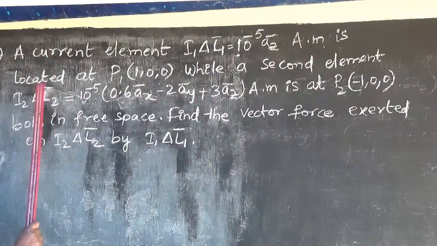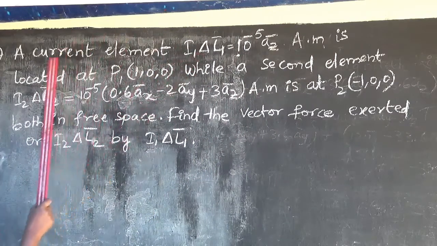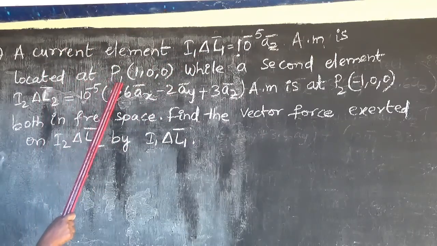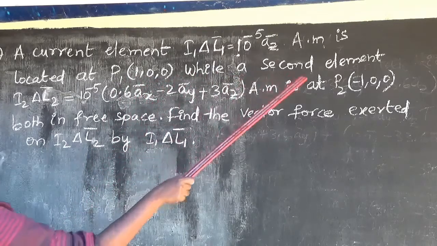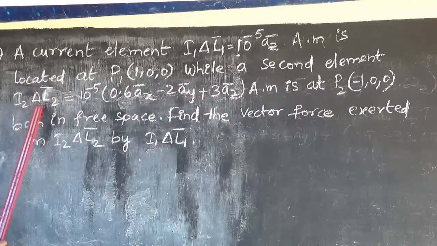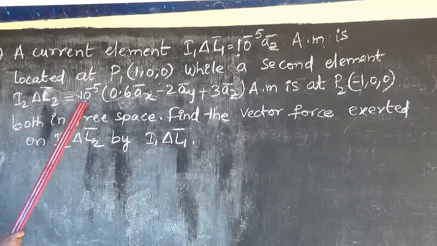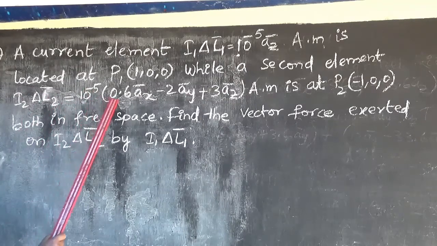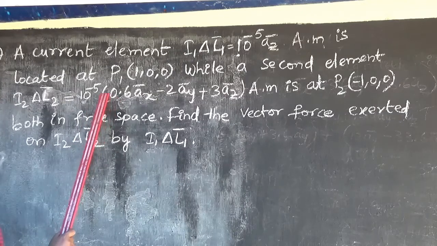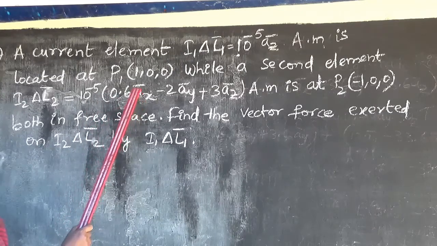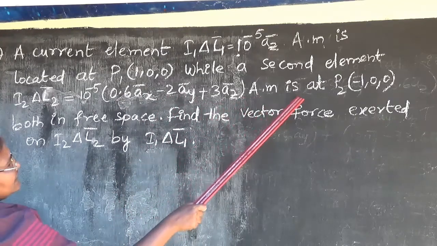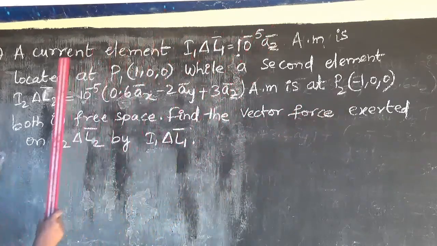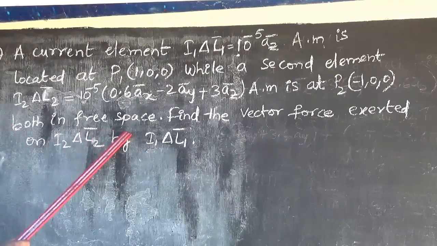This current element is located at P1 (1,0,0), while a second element I2 delta L2 bar is equal to 10 to the power of minus 5 into (0.6 Ax bar minus 2 Ay bar plus 3 Az bar) ampere meter is at point P2. Both are in free space.